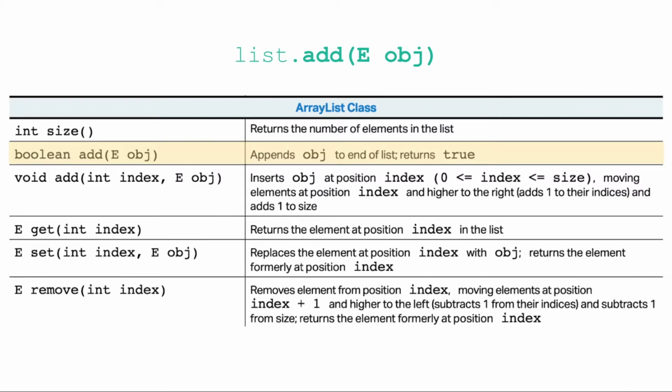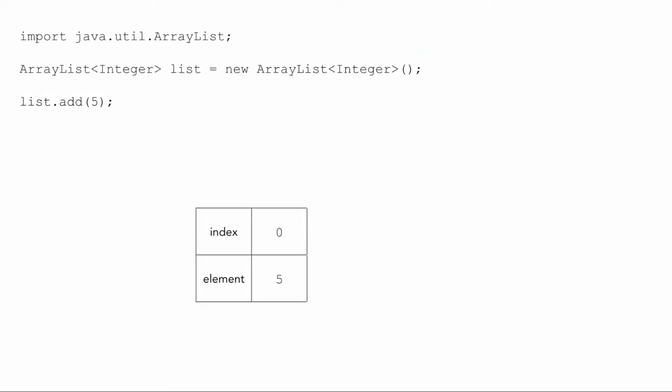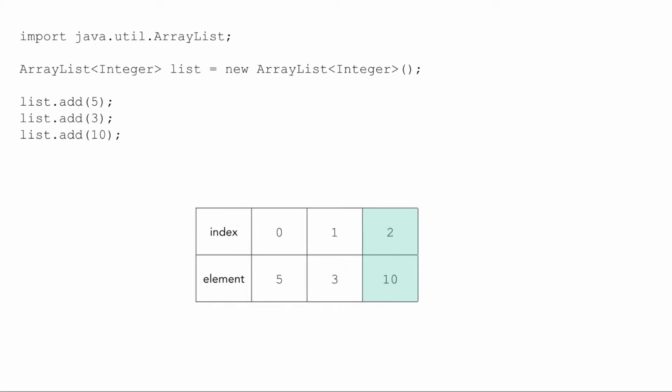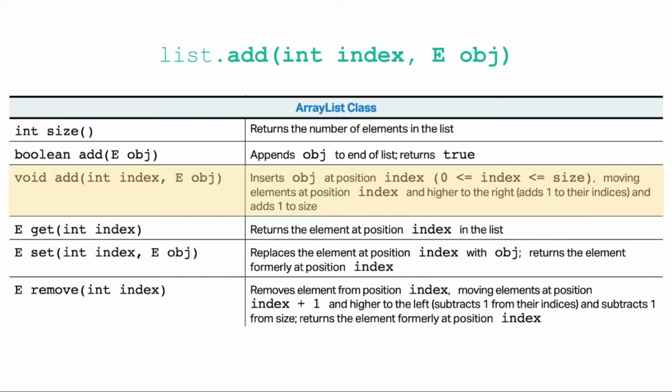The method add with one parameter. Let's call the method add with one parameter on the array list. What do you notice? You might notice that it will add an element object from the parameter to the end of the list. What about the add method that takes in 2 parameters?